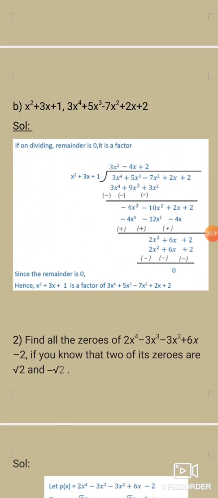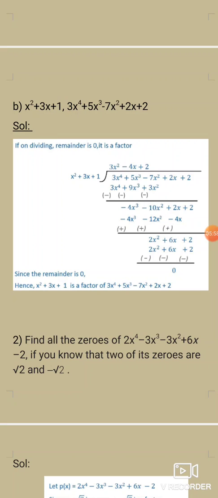Now another important type of question. Find all the zeros of 2x^4 - 3x^3 - 3x^2 + 6x - 2, if you know that two of its zeros are root 2 and minus root 2. So two of the zeros are given.